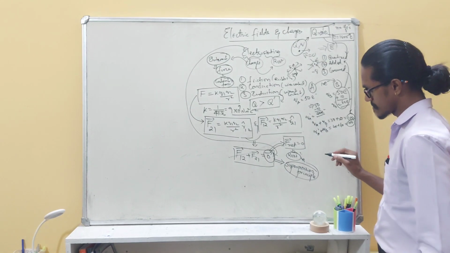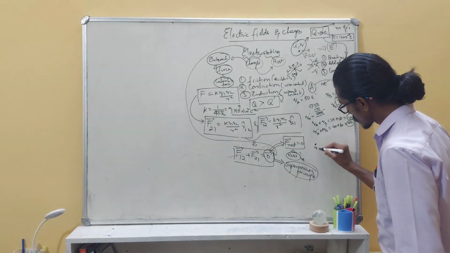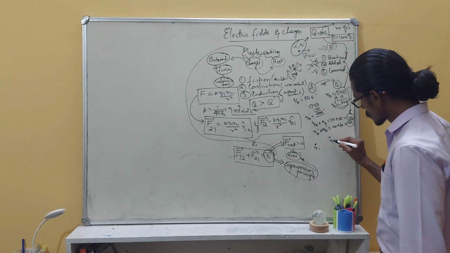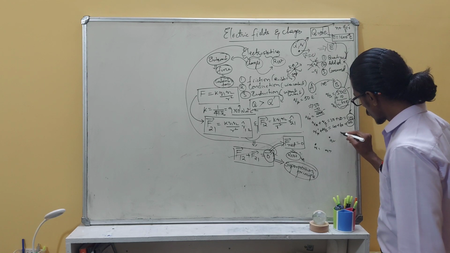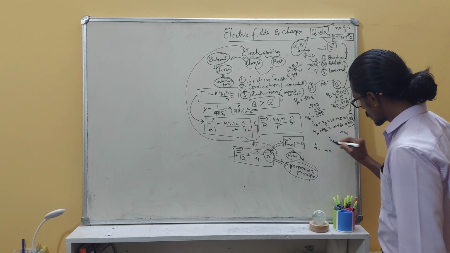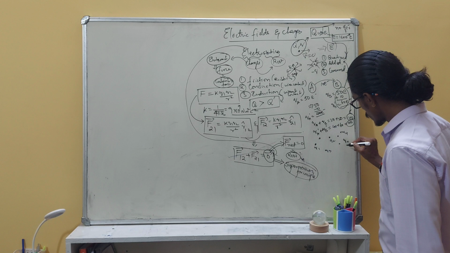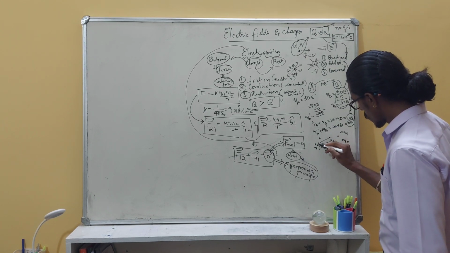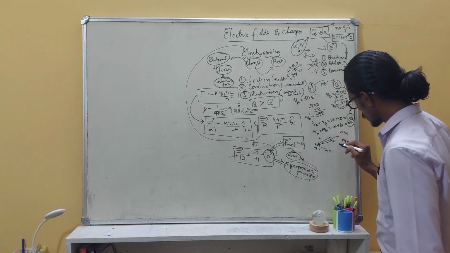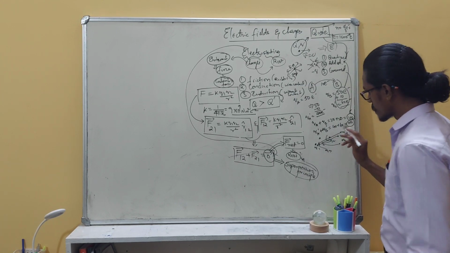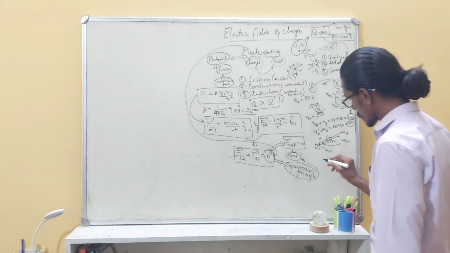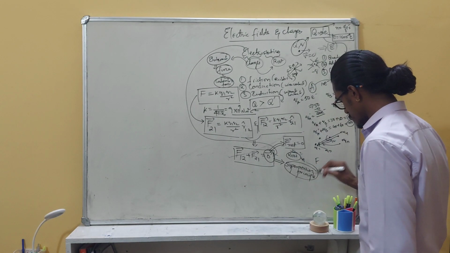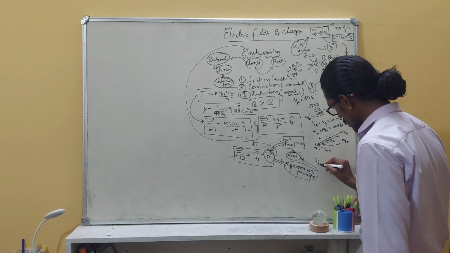What will be the multiple charge system? If there are n charges, that is there is a q1 charge, q2 charge, q3 charge, q4 charge. Likewise, there are many charges, that is qn charge. All the charges will exert an attractive or repulsive force in whatever sense. Okay, the force on the first charge is written in the form of F1 net.